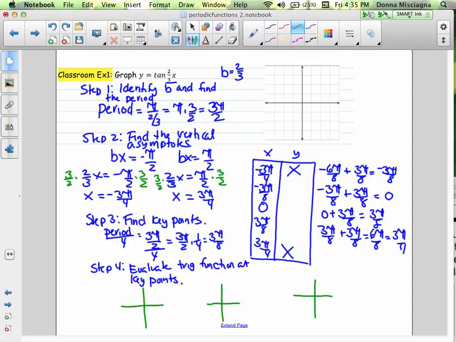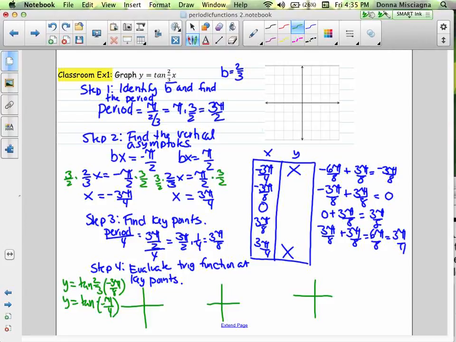All right, so we have y equals tangent 2/3, and I'm going to plug in negative 3 pi eighths. All right, so that's going to reduce. I'd have negative 6 over 24. That's going to reduce to negative pi fourths. So y equals tangent negative pi fourths. And we're going to evaluate it.